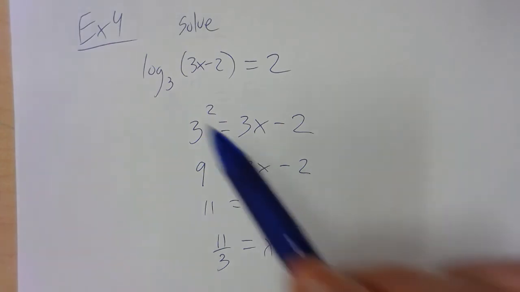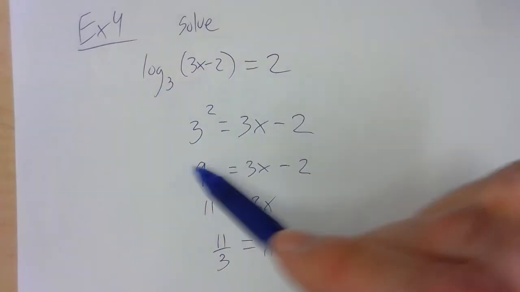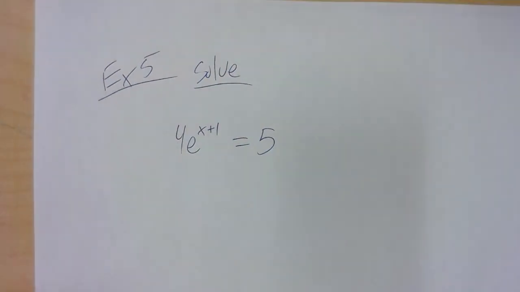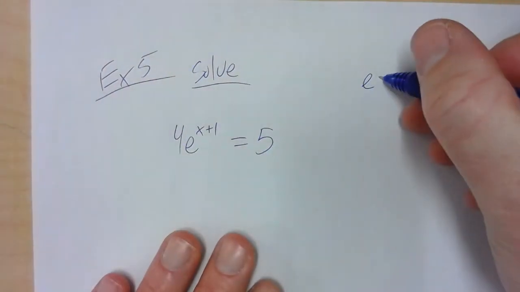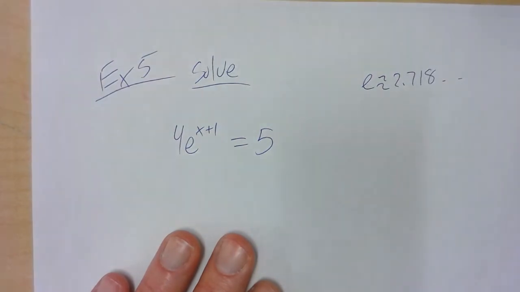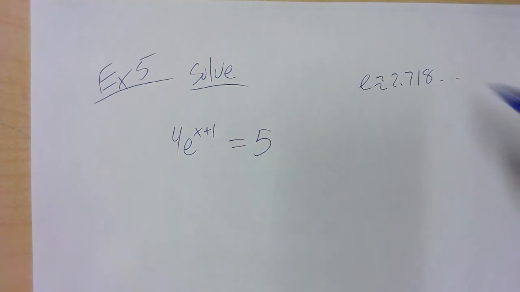So you just rearrange it: base, exponent, answer. Okay, last example has e in it. e is the Euler number. e is approximately equal to 2.718 and change. It never stops, it never repeats. I'll put a video up about e so you can know what e is.